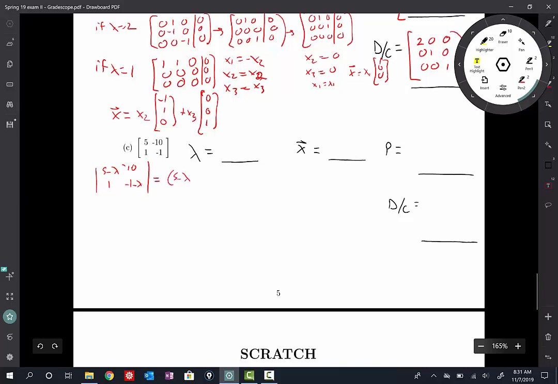I got 5 minus lambda times negative 1 minus lambda, minus a negative 10 is plus 10. Be careful with that sign right there. Then I expand my value here. I get negative 5 minus 5 lambda plus lambda squared plus 10. This is going to simplify to lambda squared minus 4 lambda plus 5, and this is equal to 0. I'm going to set this equal to 0. So now I'm looking at the factors here.